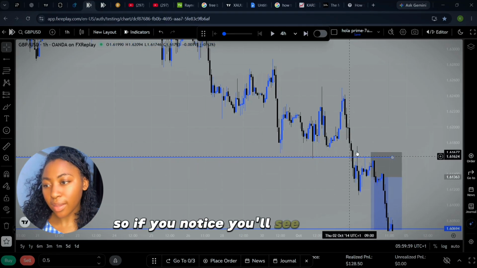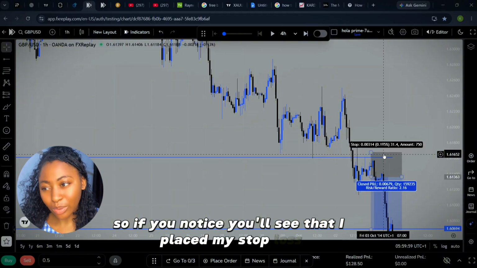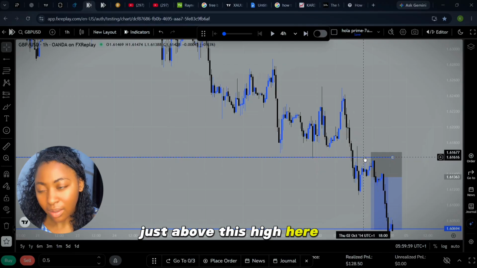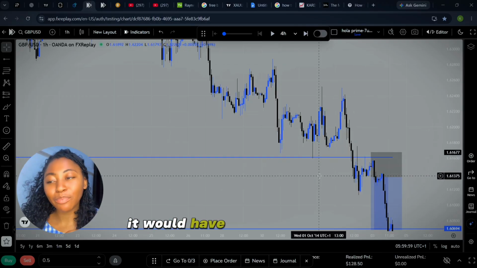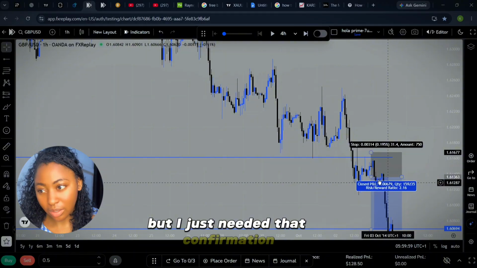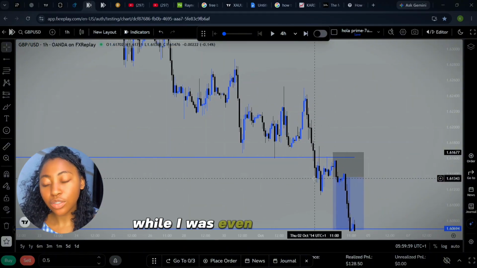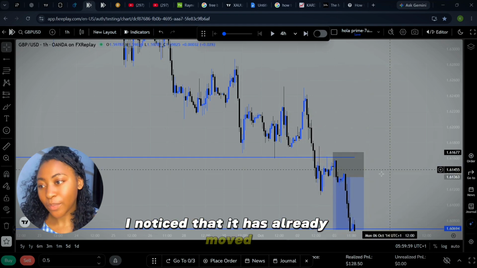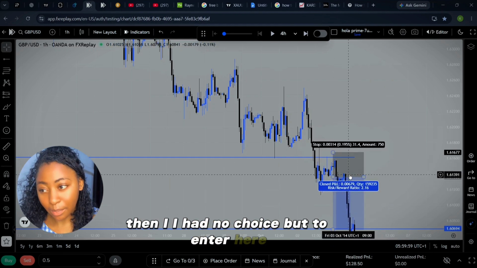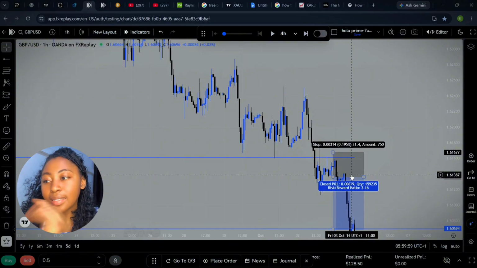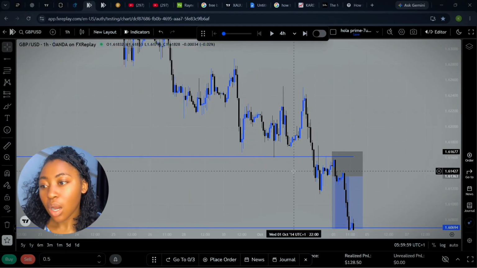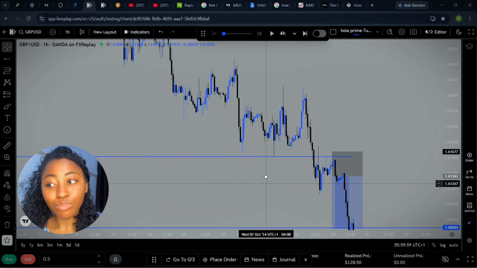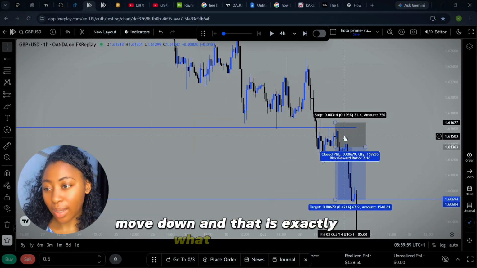If you notice, I placed my stop loss just above this high here, just a little bit above it. It would have been a sniper entry, but I just needed that confirmation. In fact, while I was trying to waste time a little bit, I noticed that it had already moved. Then I had no choice but to enter here, because I was very sure that since it had retested this line, it would eventually move down. And that is exactly what happened.